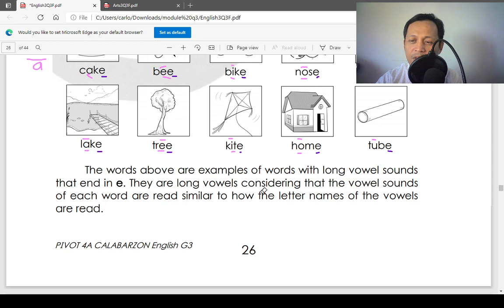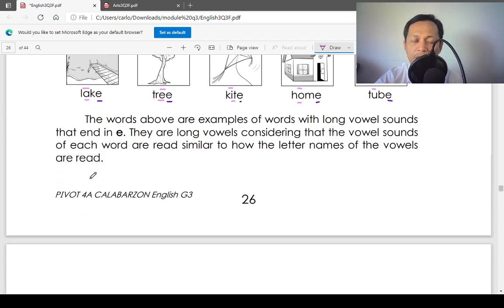They are long vowels considering that the vowel sound of each word is read similar to the names of the vowels. Again, the clue would be if the word ends in E. The cake, the bike, the nose, the cube, the lake, the tree, the kite, the home, and the tube, they all end in the letter E. So the vowels between them are long vowels. They are pronounced similar to their letter names, as I have explained earlier.